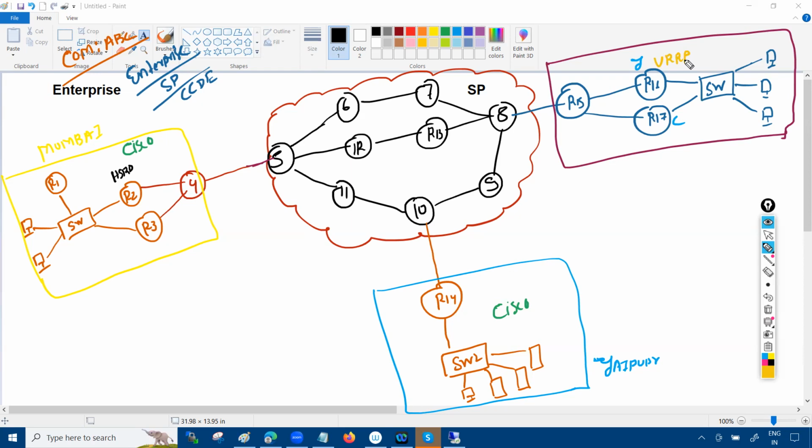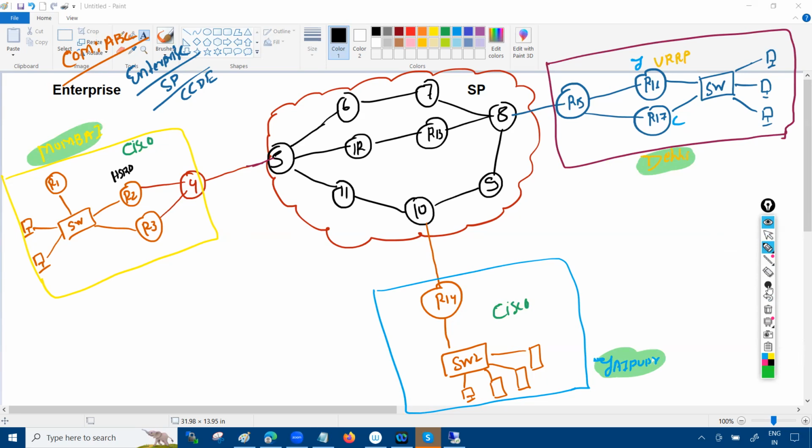Now, understand this point, it is very, very important for you guys. Within the company, if you see this location, this is the Mumbai, this is the Jaipur, and this is the Delhi. Let me highlight this one. So this is the Delhi, this is the Jaipur, and this is the Mumbai location.